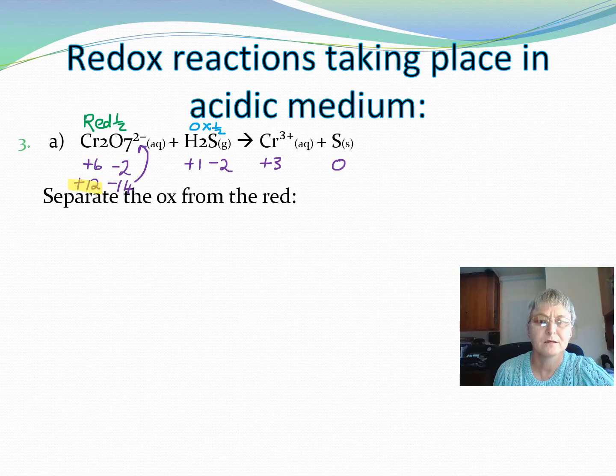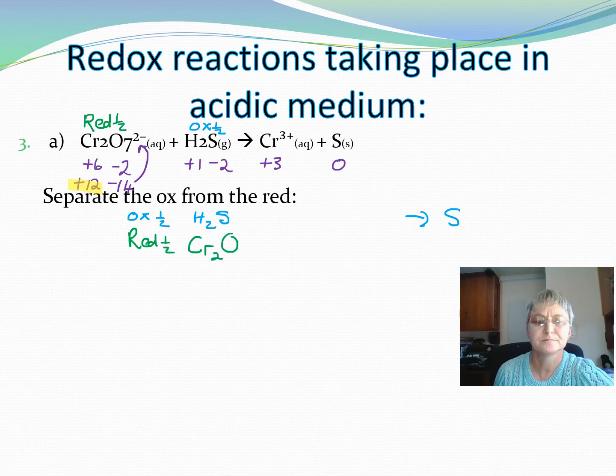So the oxidation half reaction starts with H2S. Sorry, I made a mistake. H2S changes into sulfur. The reduction half reaction starts with a dichromate ion and changes into the chromium 3+ ion.